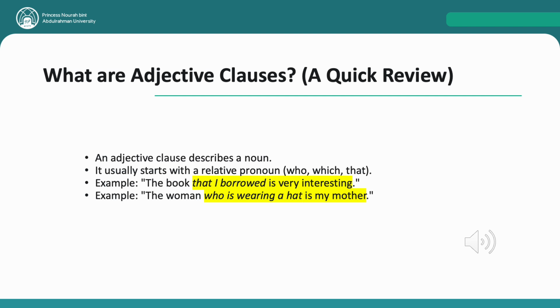Before we dive into reducing them, let's quickly review what adjective clauses are. Simply put, an adjective clause is a group of words that functions like an adjective. It describes a noun or pronoun in the main clause. They often begin with relative pronouns like who, which, or that, or relative adverbs like when, where, and why.